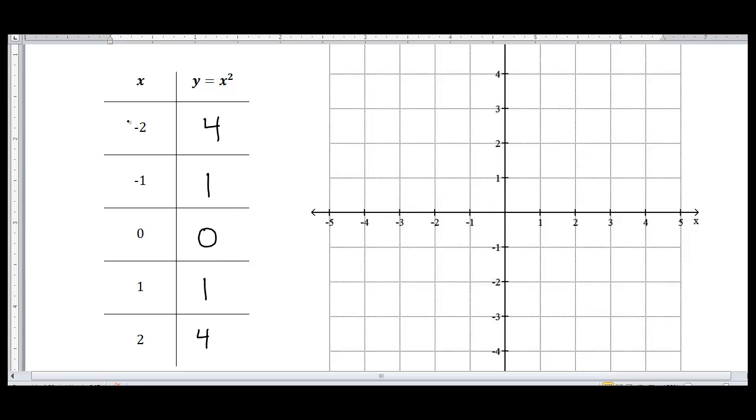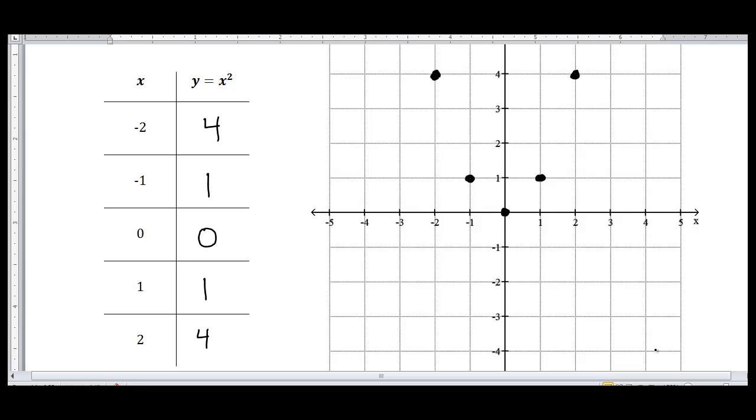My first ordered pair has an x coordinate of -2 and a y coordinate of 4. So when I go to graph, from my origin I go to the left 2 and up 4, and I have my ordered pair. My next ordered pair is -1, 1, so I get the ordered pair here. I have the ordered pair 0, 0, which is here. The ordered pair 1, 1, which is here. And the ordered pair 2, 4, which is here.